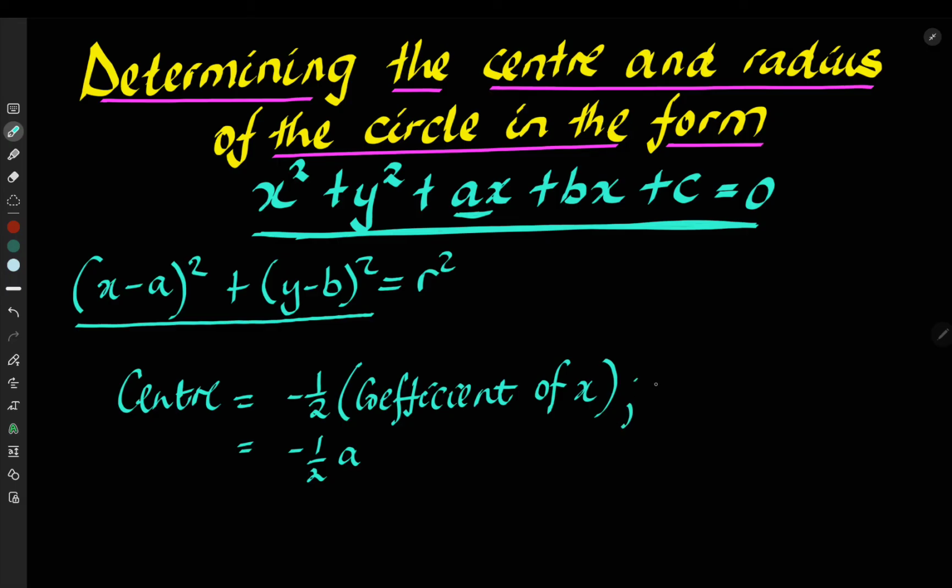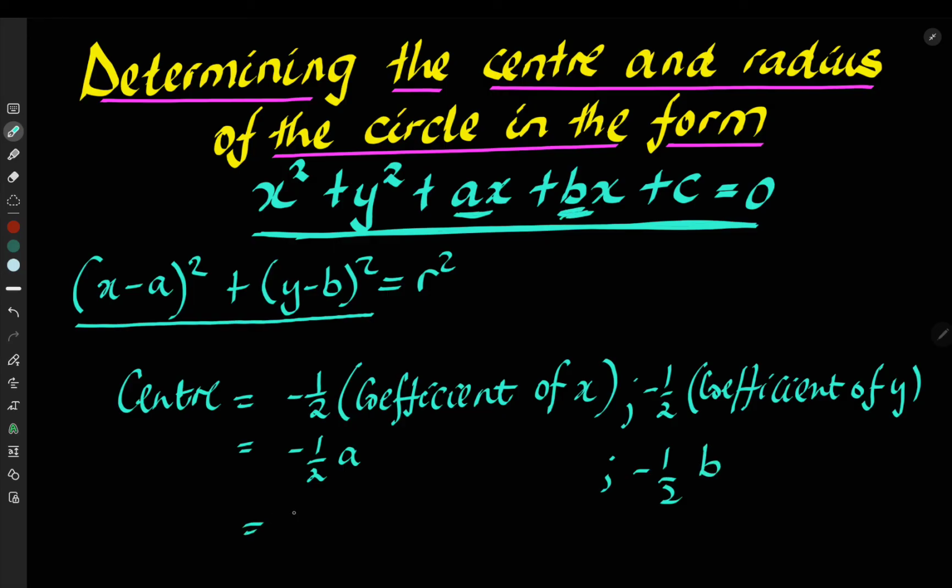Then for the y coordinate it is the same thing. That will be negative half multiplied by the coefficient of y. In this case, the coefficient of y is b. So then the coordinates of the center will just be equal to negative half a and negative half b. And that is how you determine the x coordinate of the center and the y coordinate of the center.